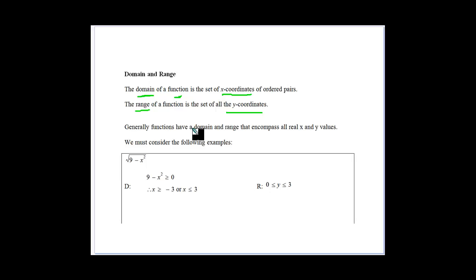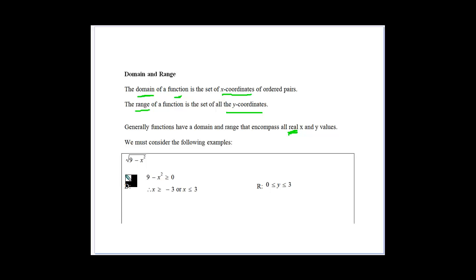Now most of the time it's going to be all real x or all real y values, and we're saying real values because we're talking about them being in the real number system. So a lot of times it could be any x value or any y value. But there are situations sometimes when we have restrictions, and that's where we're going to look at the examples here.